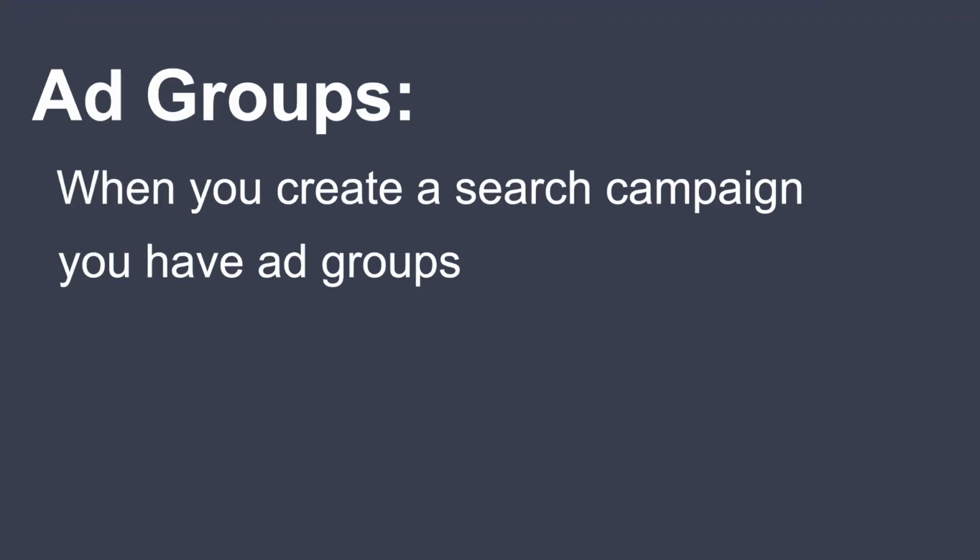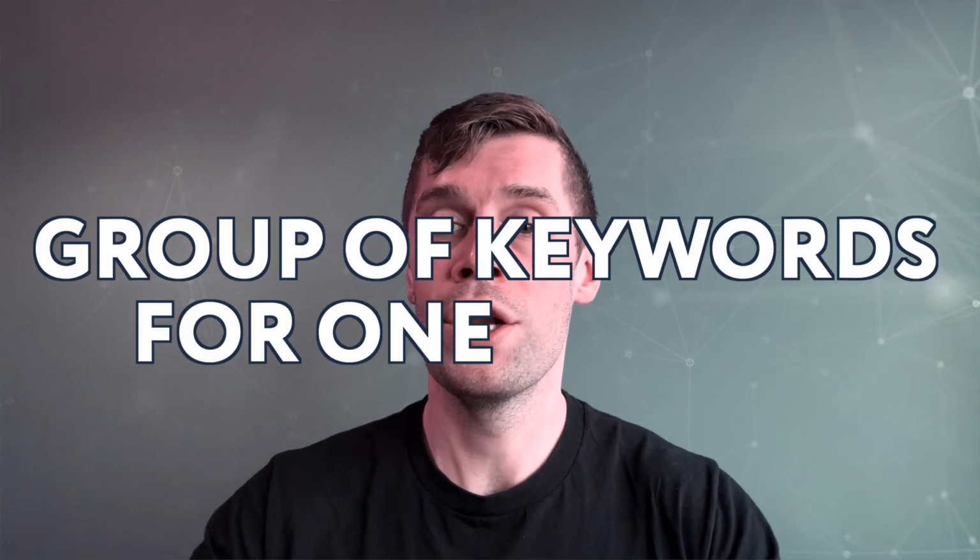And then finally, ad groups. For this video in particular, it's very important to understand what these are. So you have a search campaign, and then within a search campaign, you have ad groups. And so an ad group is a group for one advert. For example, in this video, we're going to be talking about how to structure the campaign so that these ad groups make the most sense.